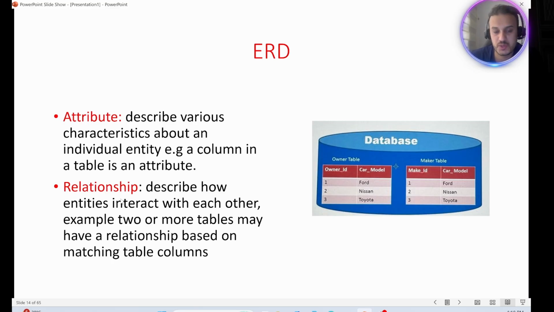What is the relationship? It describes how entities interact with each other. We have the owner table and the maker table. Both of them have car model. So these tables have a database relationship. They have a connection. Based on this relationship, you can combine these tables using left, right, outer or inner join. So based on the relationship between your tables, you can combine your data, and then when you run your SQL query, you can easily manipulate them.